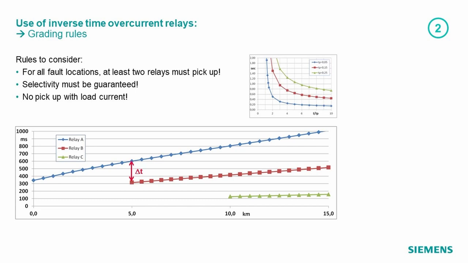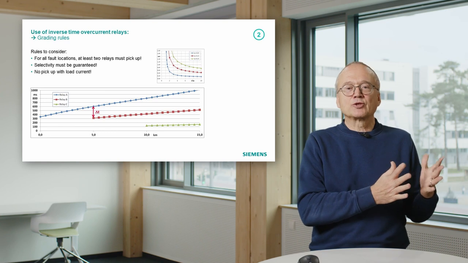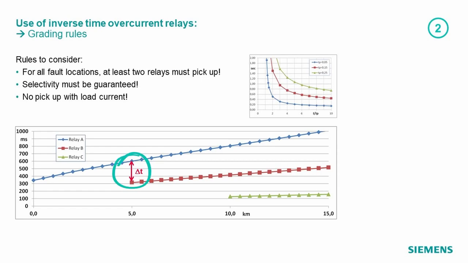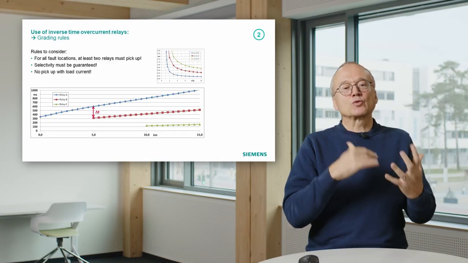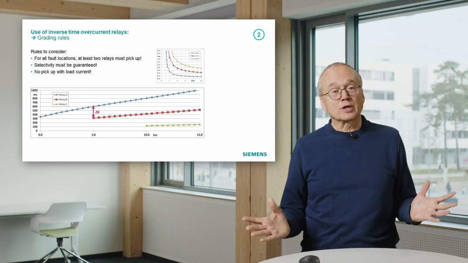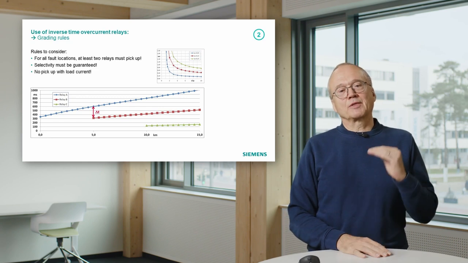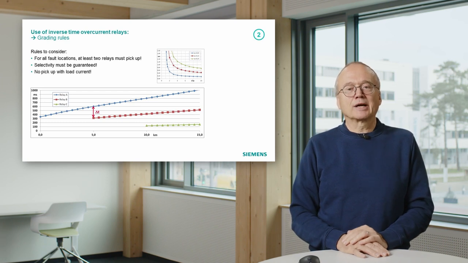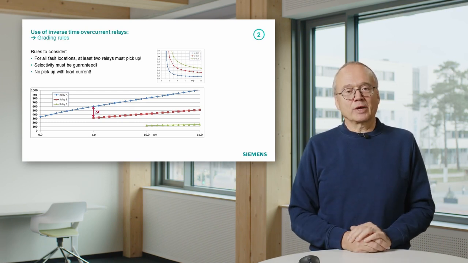Selectivity must be guaranteed. That means we must also observe a certain timing distance between the curves. Remember what we discussed for the definite time overcurrent relay setting, that we need this 200, 250, 300 millisecond time difference. That means here we must set the curves in a way that they have a proper difference. Otherwise we get conflicts and non-selective tripping. And the last issue, which is also clear: we must not pick up with load current. That means the current setting values of the relays must be high enough that we don't pick up with load current, even in critical situations.